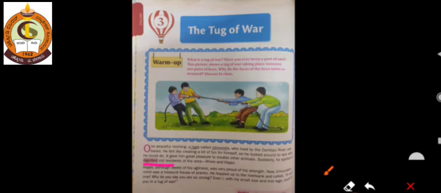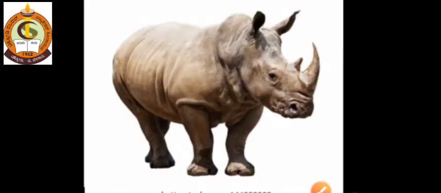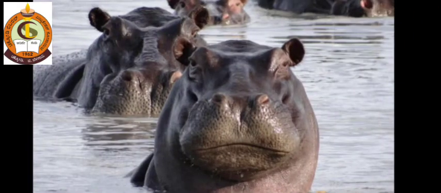So children, see here, hippo, although aware of his ugliness, was very proud of his strength. Yes, he knew that he was not good looking, but he was very proud of his strength. Yes, as we all know. So see here, look at this picture. This is a picture of a rhino. Yes, let me show you some more pictures. Here, this is a picture of a hippopotamus.